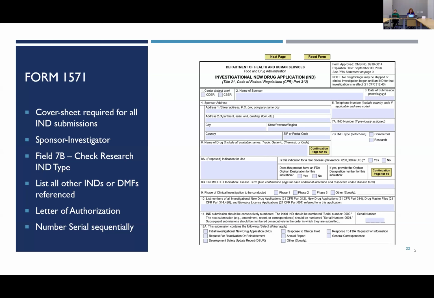Then finally, there's a box here for a serial number. So the numbering starts at 0000 for the initial application, and then it just goes up sequentially after that.